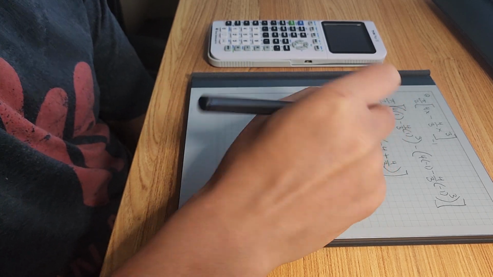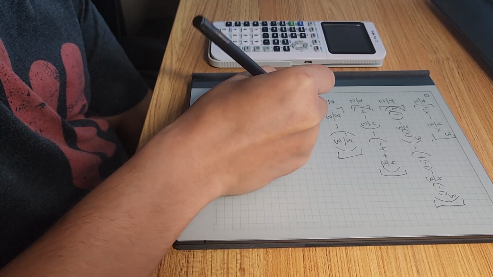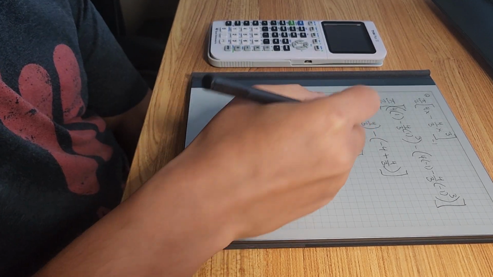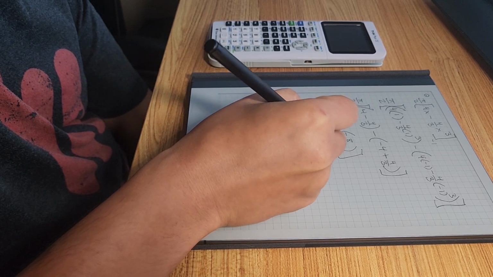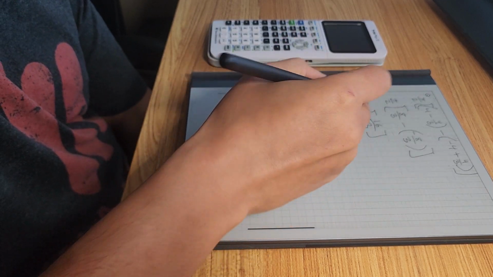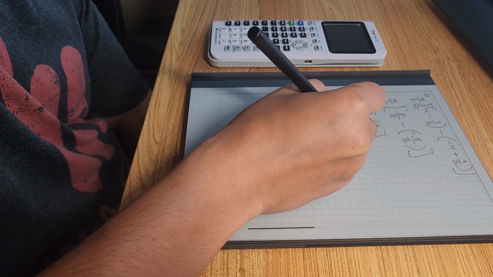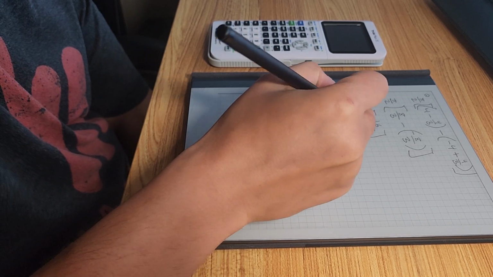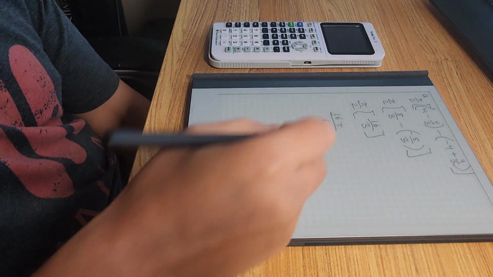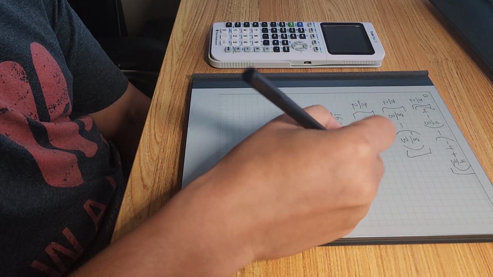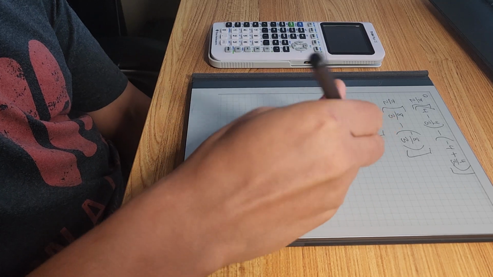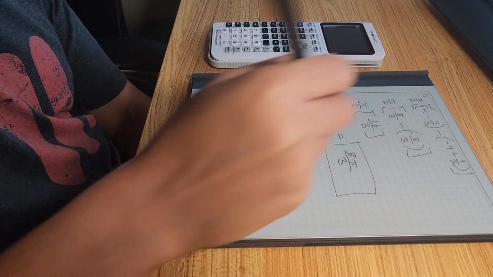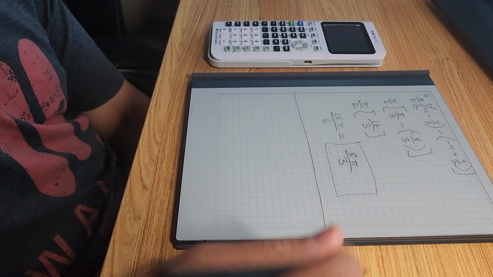This ends up being positive. Got pi over 2. 8 plus 8 is 16 over 3. So we have 16 pi over 6. And what does this equal? This is going to be equal to 8 pi over 3. And that's our final answer. 8 pi over 3. Okay.